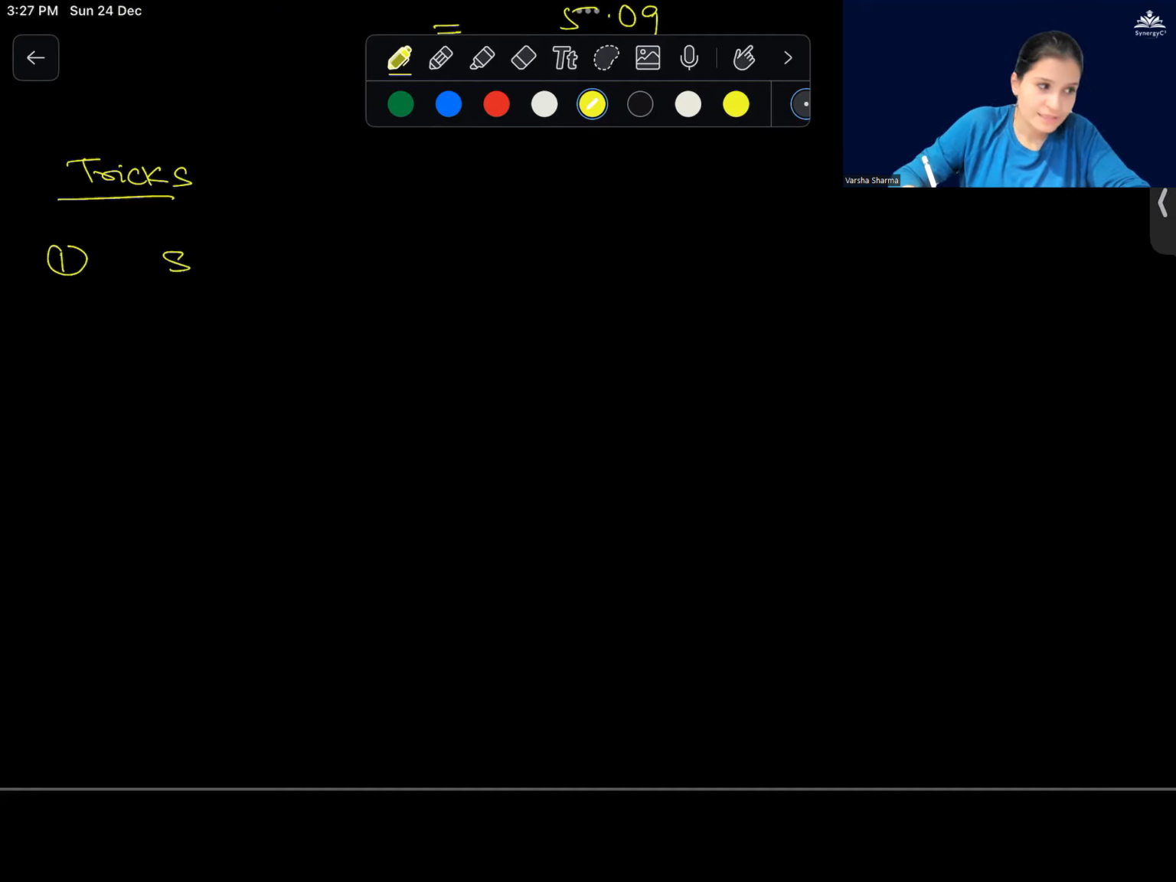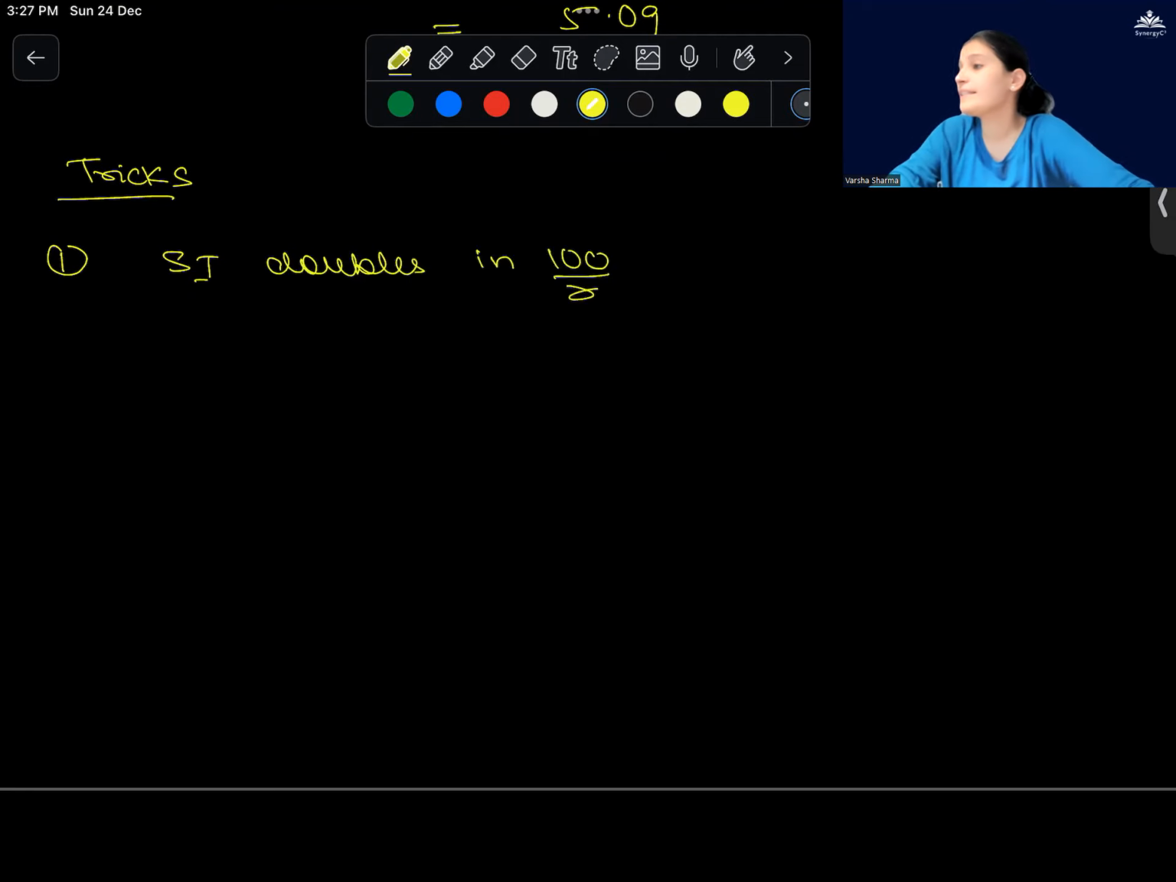First one. Simple interest doubles in 100 by R years. Guys, leave 2 to 3 pages after I'm done with the tricks. Sums you do in one continuation, tricks you write in one continuation. So that it is easier for you to revise later on. Once I'm done with this and I move on to the sums part, leave 2 to 3 pages, so that you have some space when I'll be teaching you the tricks and the formulas of the annuity. Clear?